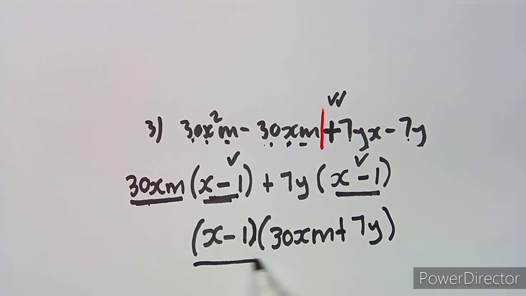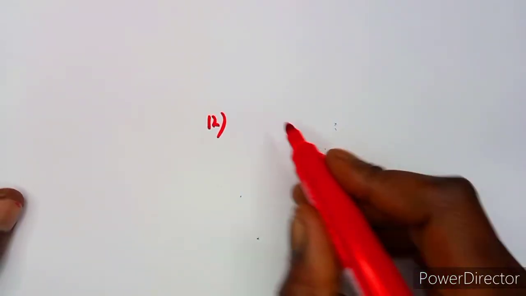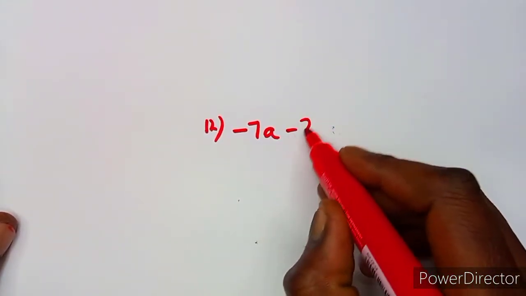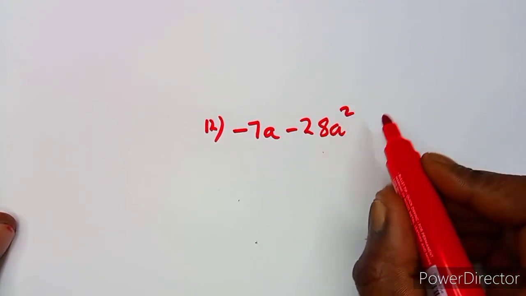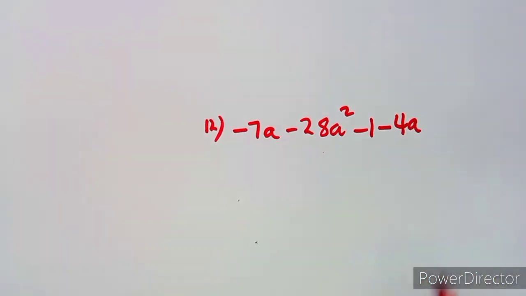All right, so now it makes a lot of sense. So that is how they can ask these questions. So as you can see, there are so many typical questions, but this one is very, very important. I want you to see something on number 12 there, where we are given something like minus 7a minus 28a squared minus 1 minus 4a, like this. This is what you are given. So still they are testing you guys on your techniques of factorization there.